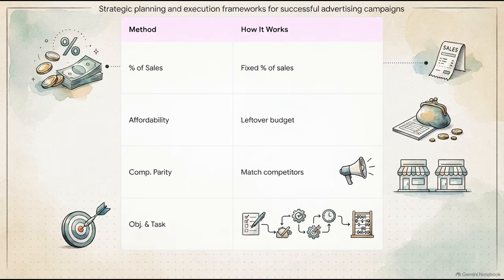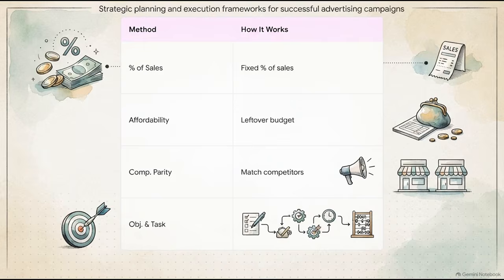Pretty straightforward. Then there's the affordability method, which basically means spending whatever is left over after all your other costs are covered. Obviously, this is super common for smaller businesses dealing with tight cash flow. Next is competitive parity, which is just matching what your competitors spend so you don't get drowned out in a crowded market. But the final one, objective and task, is widely considered the absolute most rational and logical approach. You clearly define your objective, you list out the exact tasks needed to achieve it, and then you estimate what each of those tasks costs.